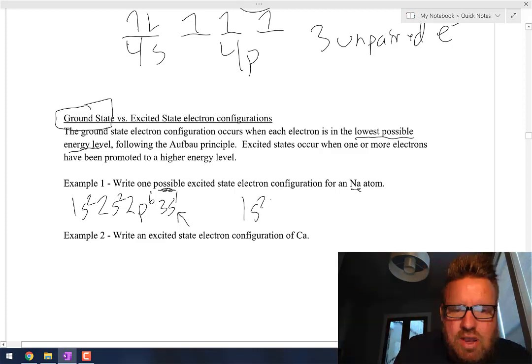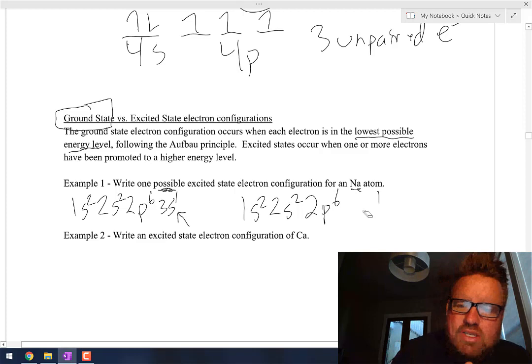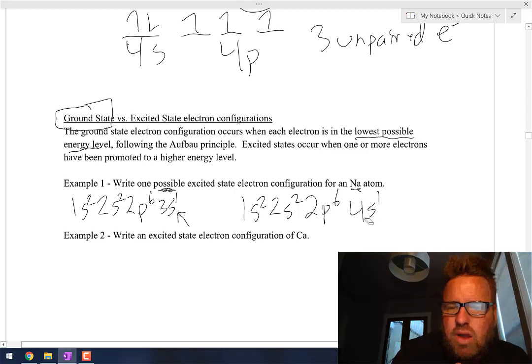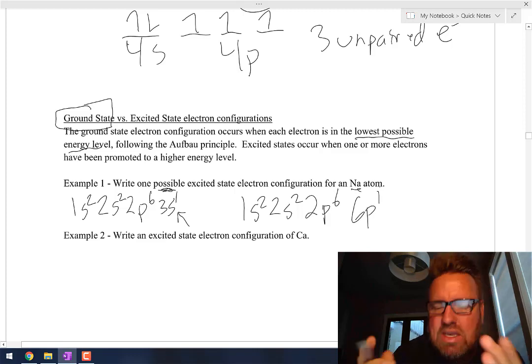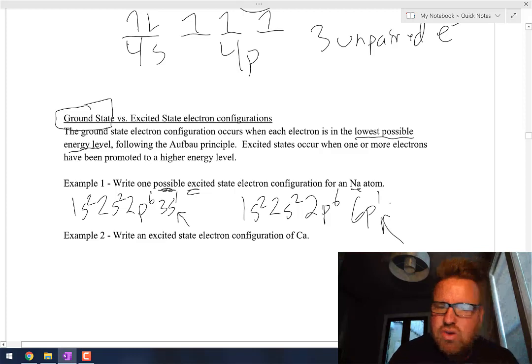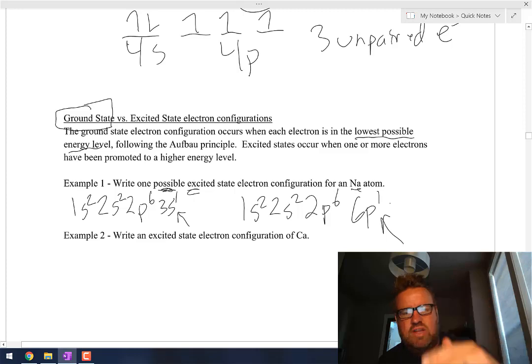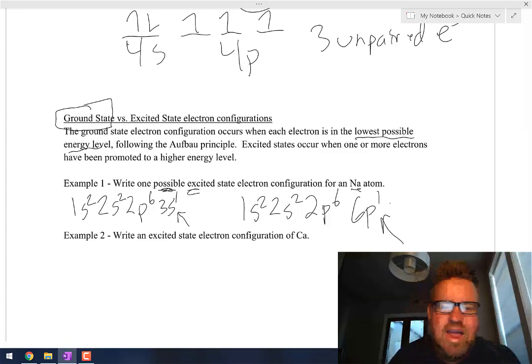I might say 1s2, 2s2, 2p6, 3p1. Or I might say 4s1. Or I might say 6p1. It doesn't matter. But when it's in an excited state, that last electron or last electrons, those valence electrons have been moved up to a higher energy level. Okay? So all of those were one possible excited state electron configuration.